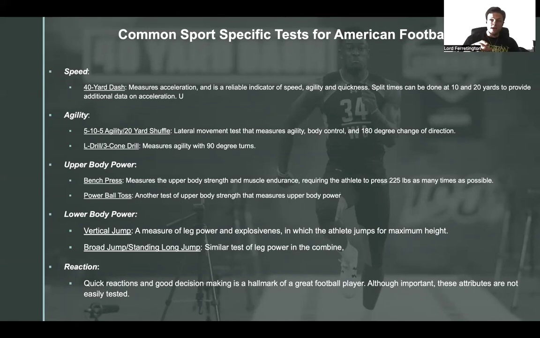All of these tests mentioned are used as indicators to see if an athlete is ready for NFL caliber play. And these are tests found commonly in the NFL combine. Then we look at reactionary tests. Quick reactions are good for a great football player. However, these attributes are not easily tested compared to speed, agility, upper body power, and lower body power.